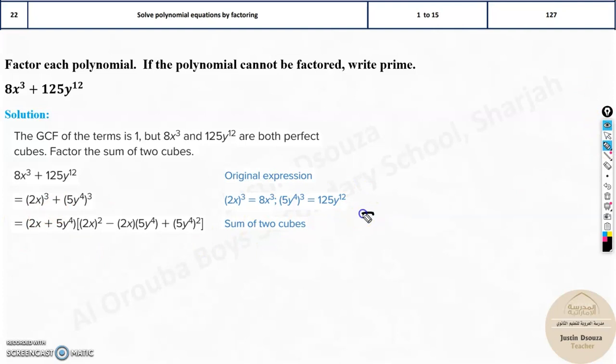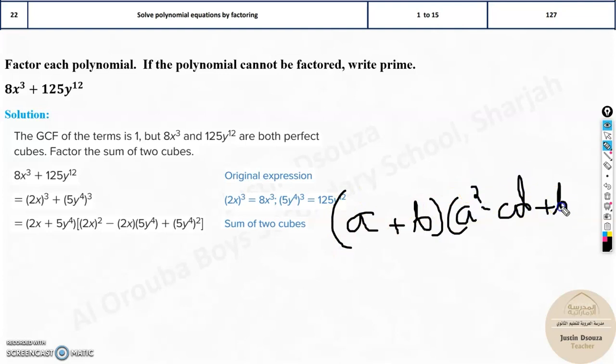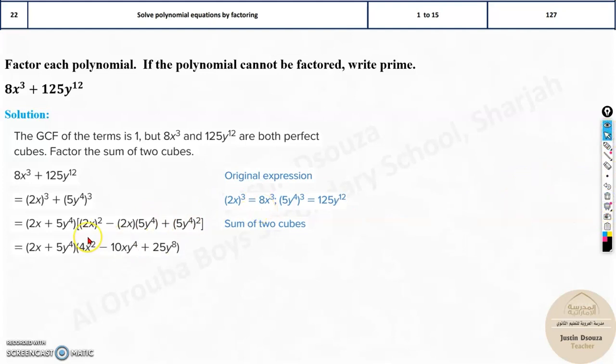I'll write the formula. It is a plus b, because there is plus, then we must write a square minus ab plus b square. Very, very important. A plus b is 2x plus 5y, and 2x square minus 2x into 5y to the power 4 plus 5y to the power 4 the whole square. So that is it. Now then, you can rearrange and solve what you can. 2 square is 4, x square will remain as it is. Now multiply 2 times 5 is 10, and xy to the power 4. And what about the last term?